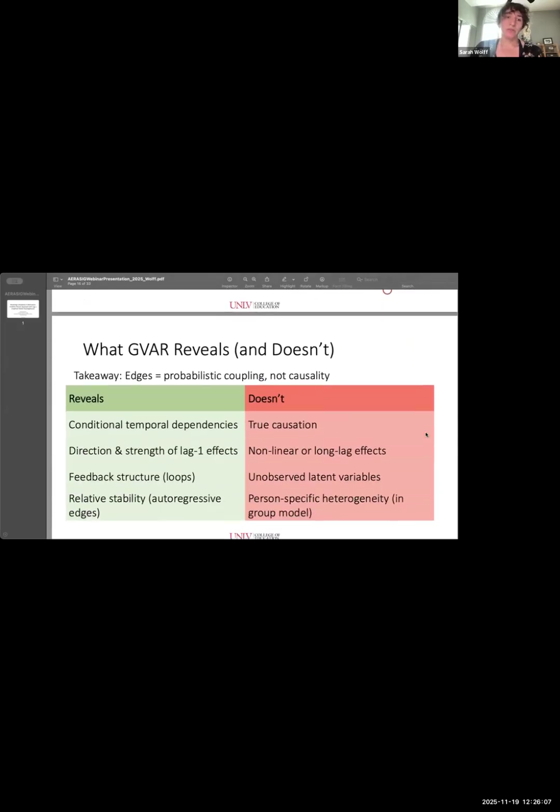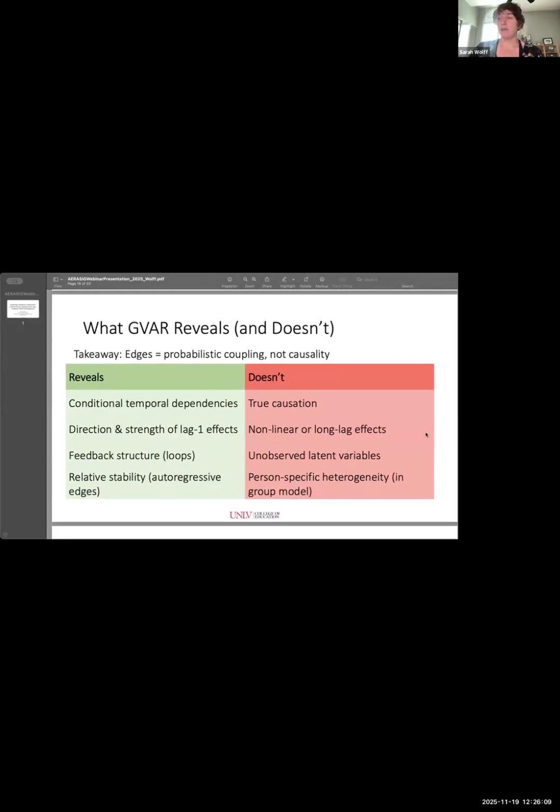Before we move into looking at the model itself in R, I think it's really important to think about what it can show us and what it can't, right? So it reveals conditional temporal dependencies, right? So how changes in something at a previous time point predict the changes at the current time point after controlling for all of the variables in the system. It gives us the direction and relative strength of those lag one effects, which lets us map a feedback structure. It also shows us a construct's relative stability through its autoregressive edges, because how much a variable carries over from one session to the next.